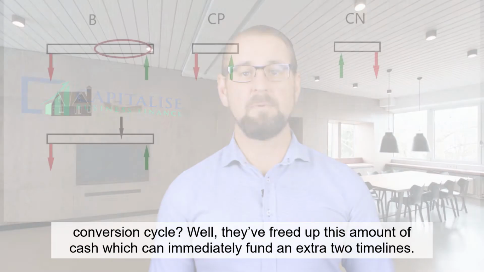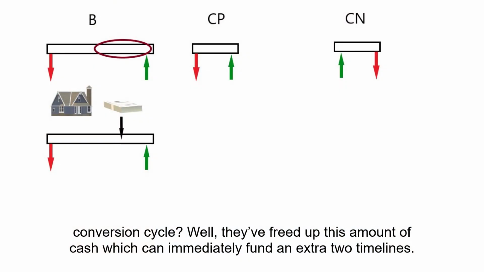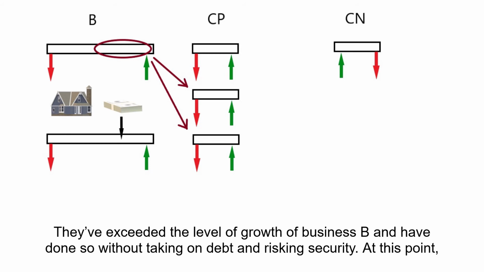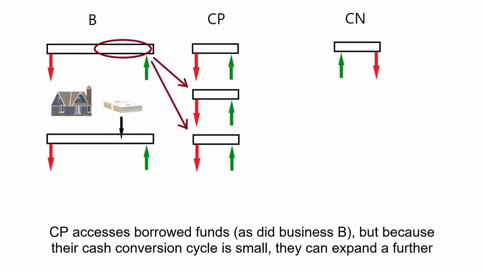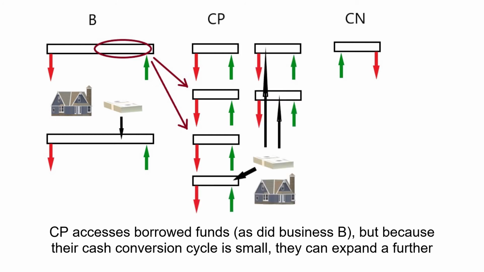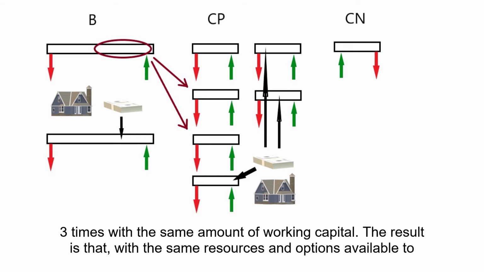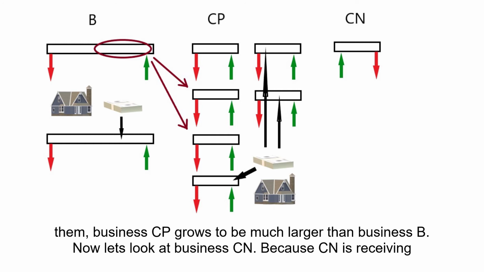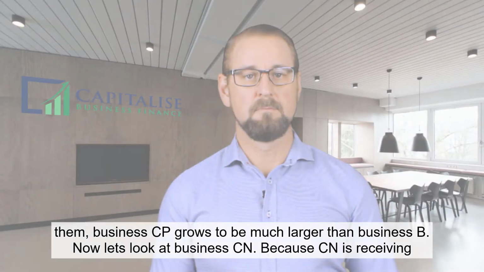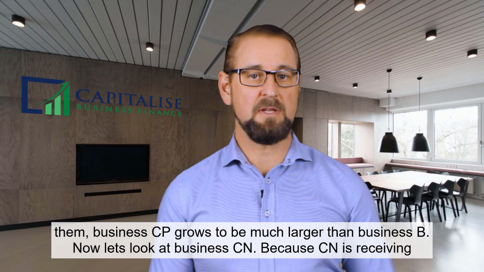So how much can CP grow just by minimising their cash conversion cycle? Well, we've freed up this amount of cash, which can immediately fund an extra 2 timelines. They've exceeded the level of growth of business B and have done so without taking on debt and risking security. At this point, CP accesses borrowed funds, as did business B, but because their cash conversion cycle is small, they can expand a further 3 times with the same amount of working capital. The result is that with the same resources and options available to them, business CP grows to be much larger than business B.